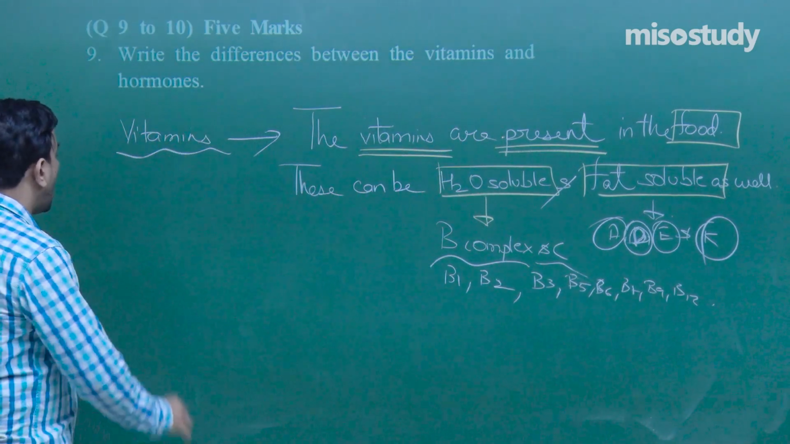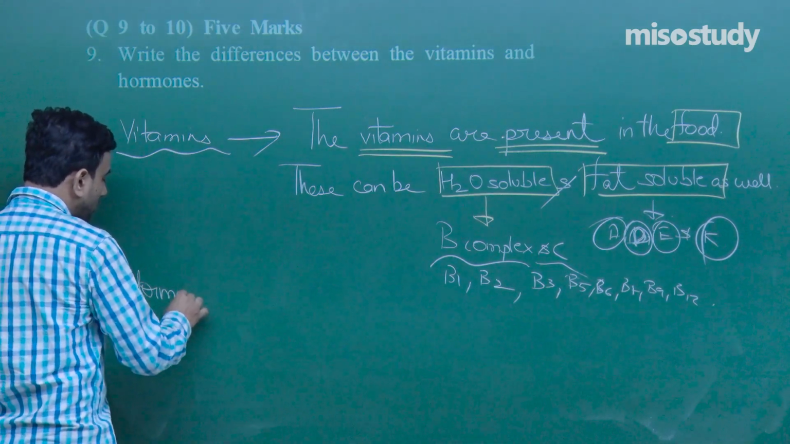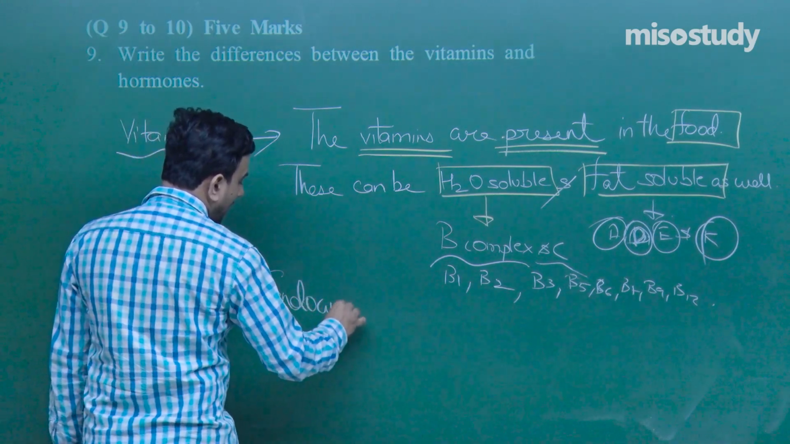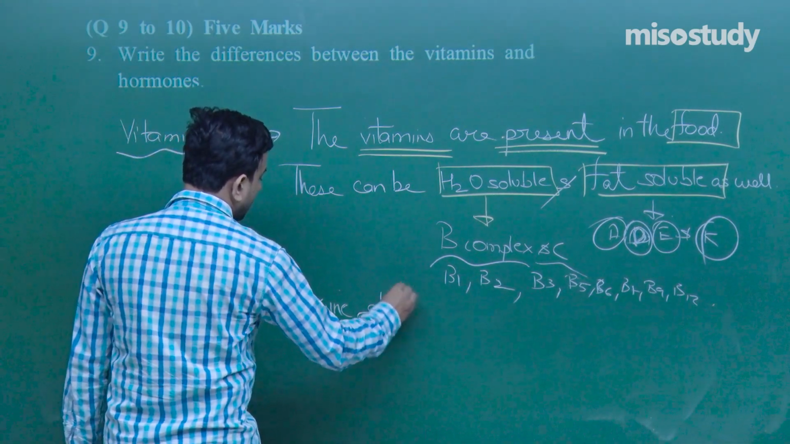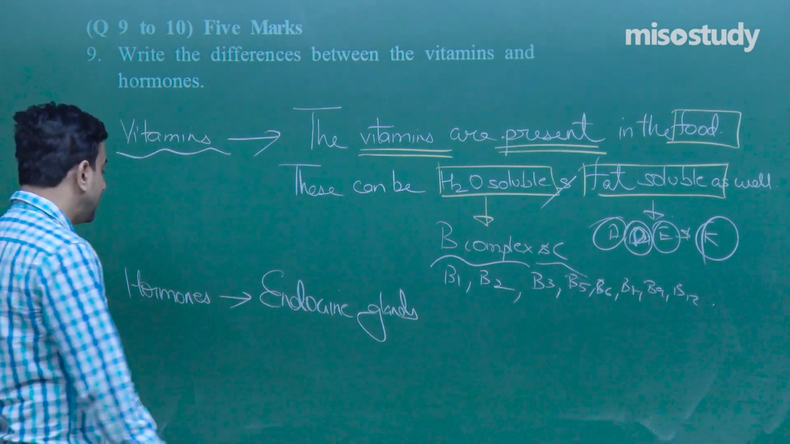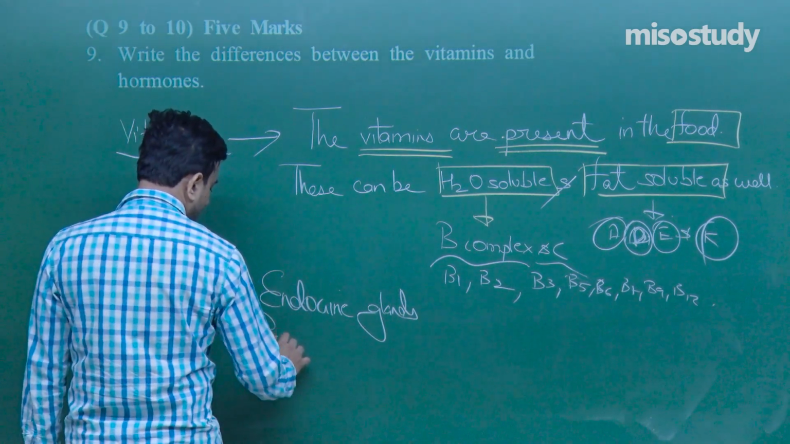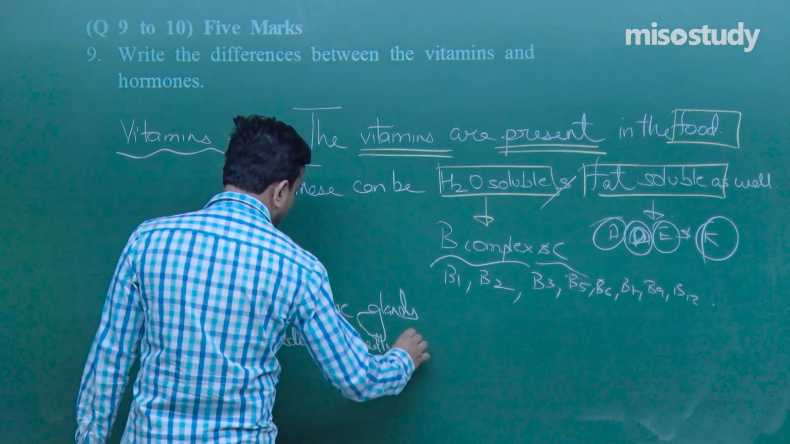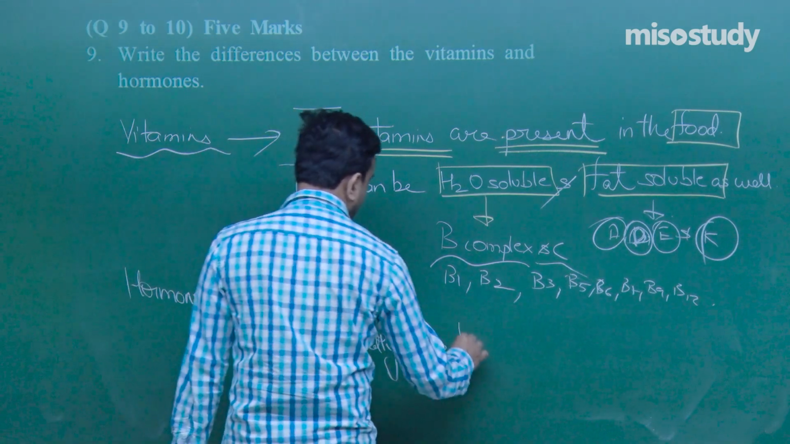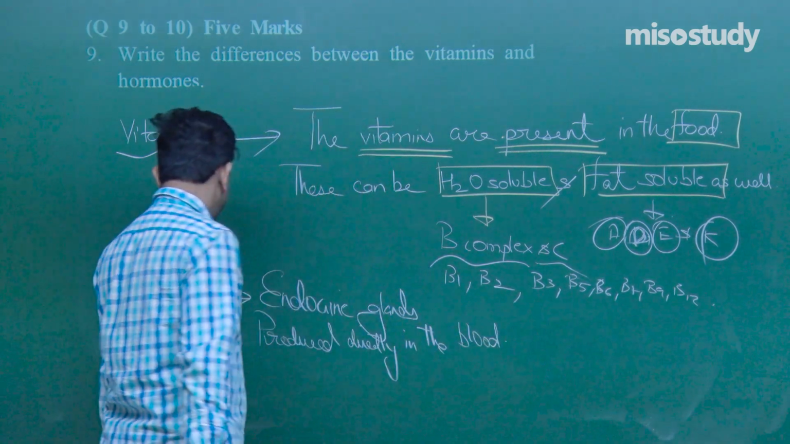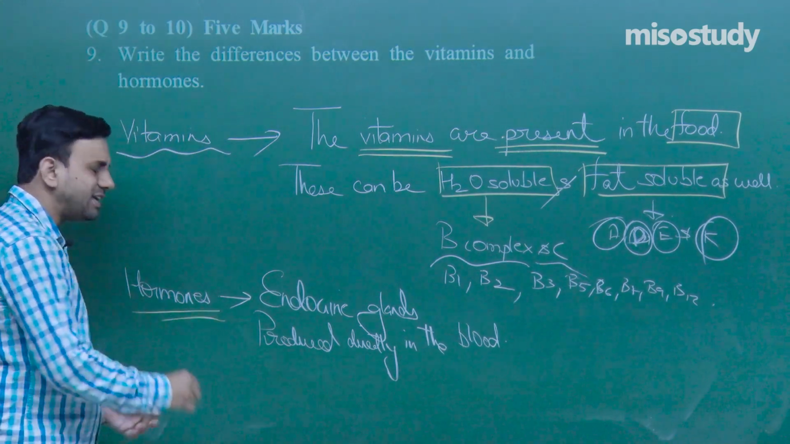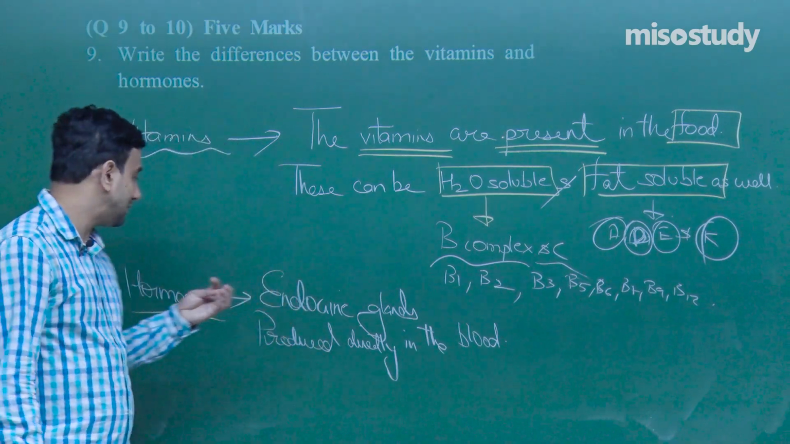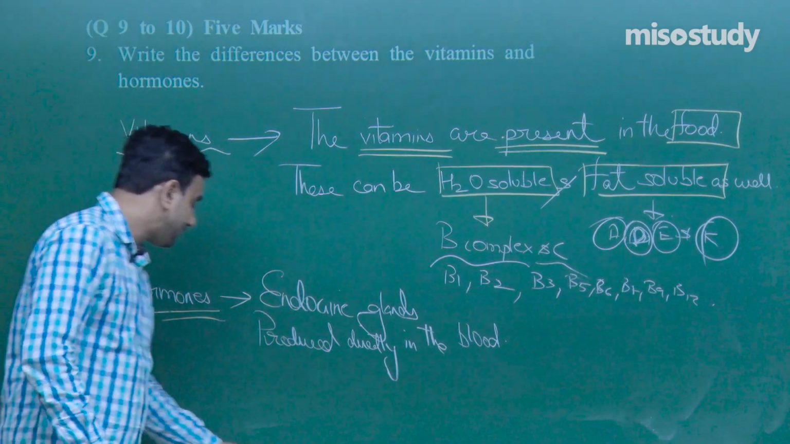However, when we talk of the hormones, these are produced by the endocrine glands, and they are produced directly in the blood. These hormones are required in a very small amount to bring about the reaction, but the vitamins also are required in a very small amount, though a little more than the hormones.